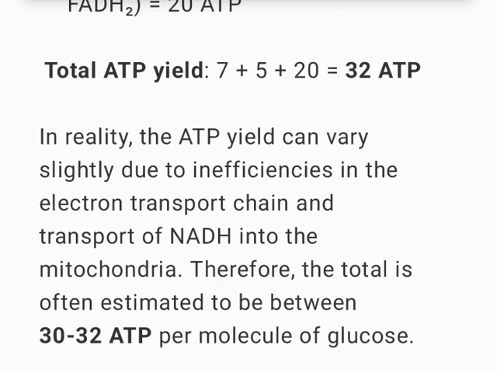In reality, the ATP yield can vary slightly due to inefficiencies in the electron transport chain and transport of NADH into the mitochondria. Therefore, the total is often estimated to be between 30 to 32 ATP per molecule of glucose.